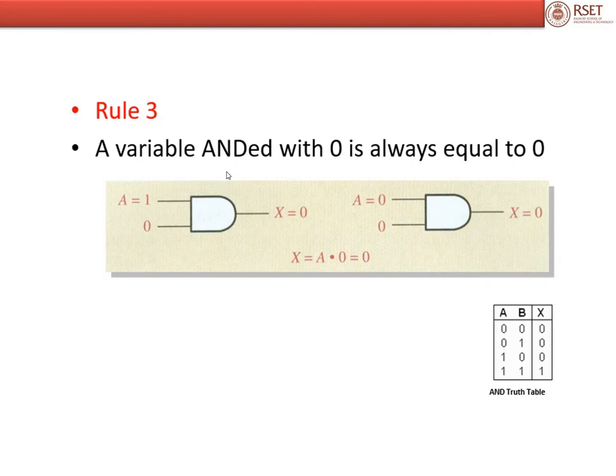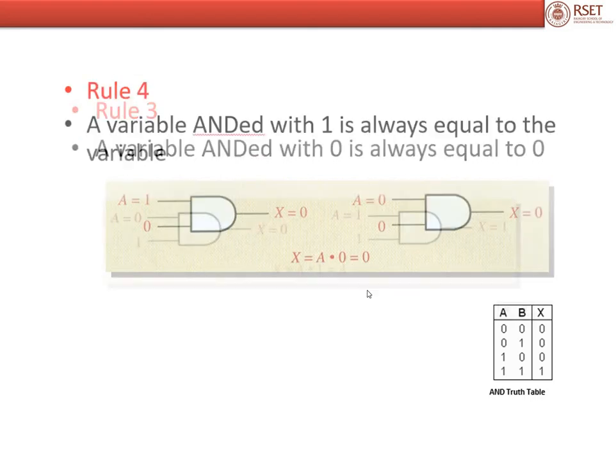Third rule, a variable ANDed with 0 is always equal to 0. So the variable can be 1 or 0. The other input is 0 to the AND gate. So in case of AND gate, if any of the input is 0, the output is going to be 0. That is A into 0 is equal to 0.